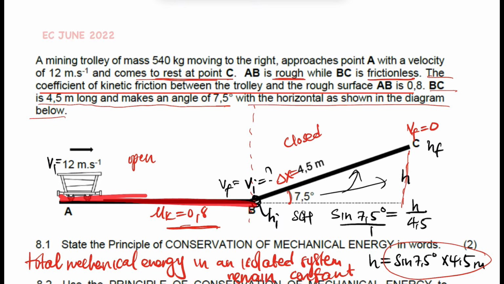This is the displacement, distance or displacement from there to there. They said distance. That's it, guys. I hope that makes sense.